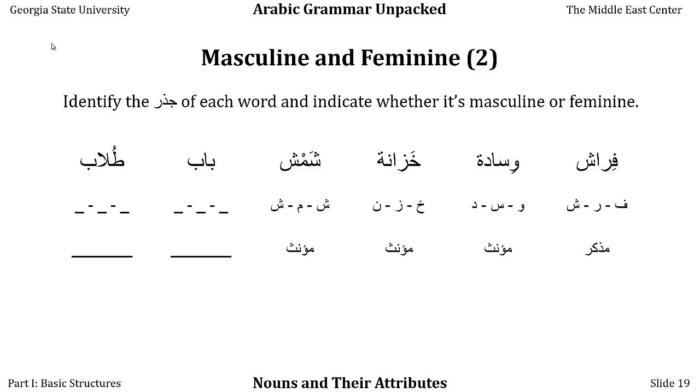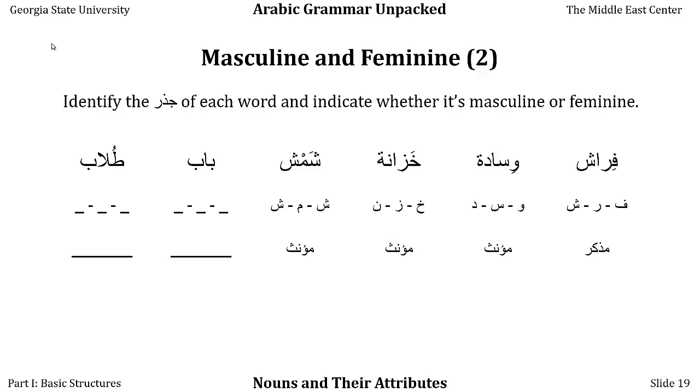Here's the tricky one. Shams, the sun in the sky, that is shin, mim, sin, and it's mu'annath, not mudhakkar. It doesn't end in ta marbuta, so you would think it's mudhakkar, but it happens to be one of these 24 or so commonly used nouns. So shams, the sun, is feminine in Arabic.